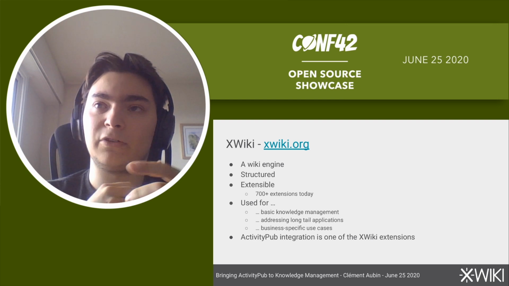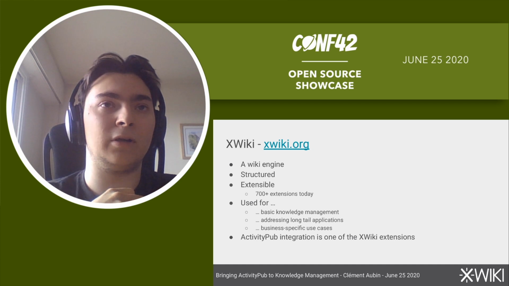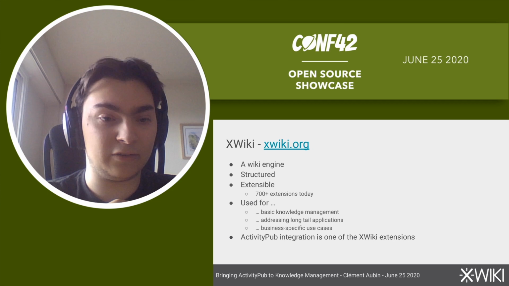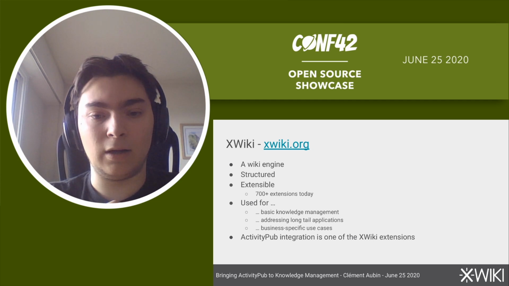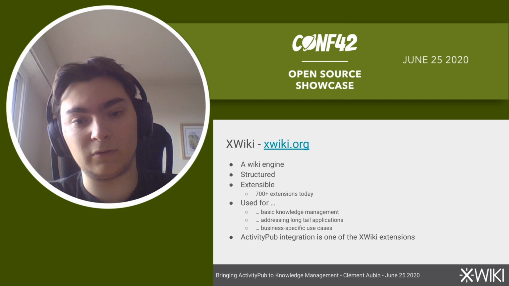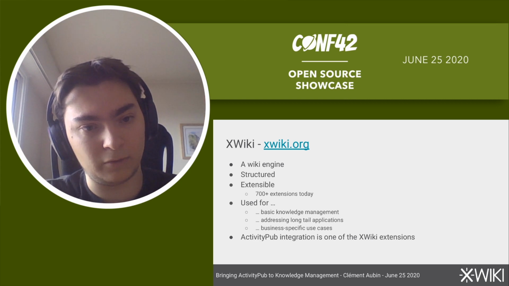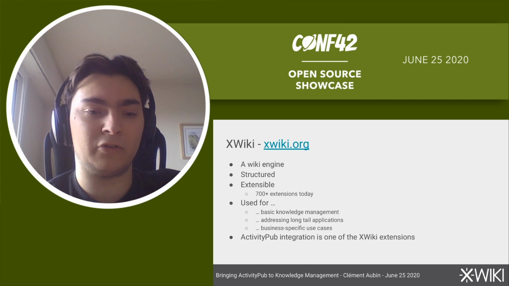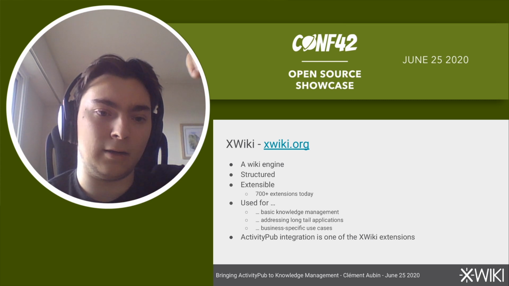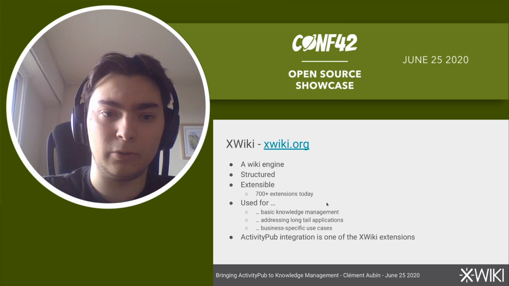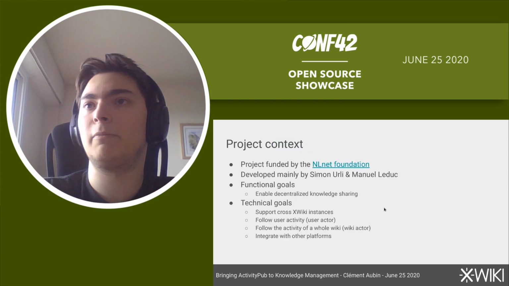And so what's interesting is that as part of this talk, we'll be talking about an extension of XWiki which does the integration of the ActivityPub protocol within XWiki. It's not something that is provided by default in the software. You have to go into the administration of your wiki, download the extension and install it. But the download and installation phase is quite quick, actually.